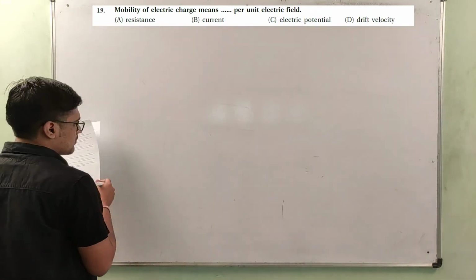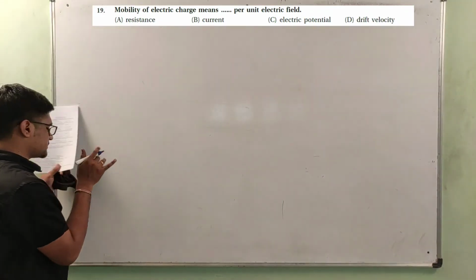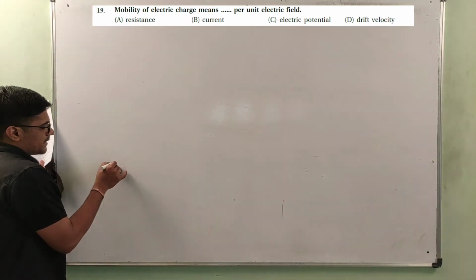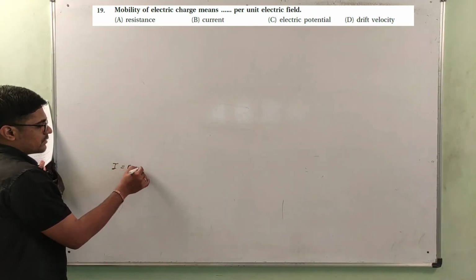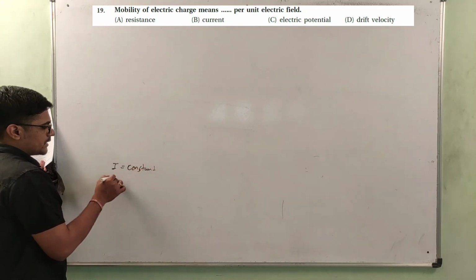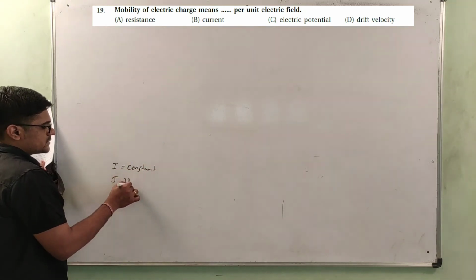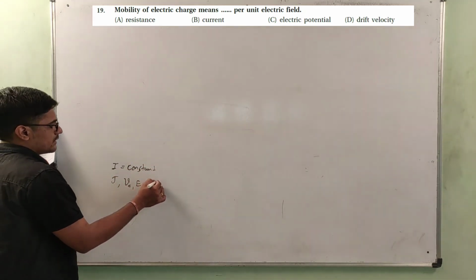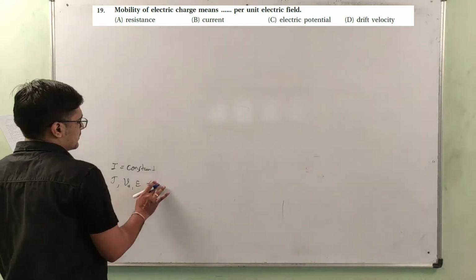Sometimes they ask which quantity remains constant for this question. So current remains constant for a non-uniform cross section, but the current density, drift velocity and electric field all vary with cross section.